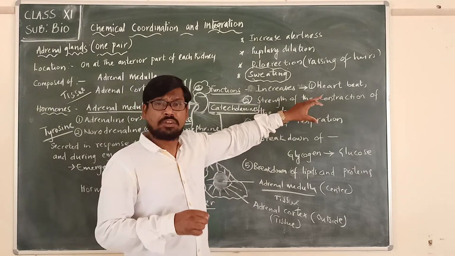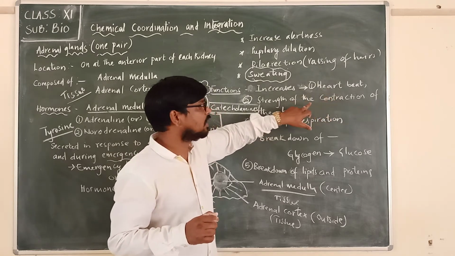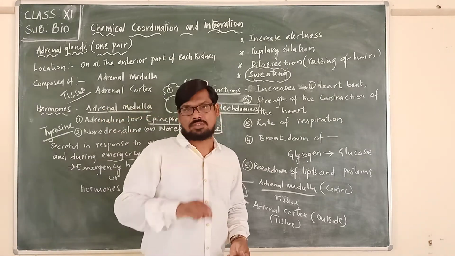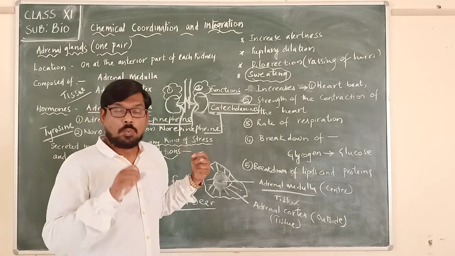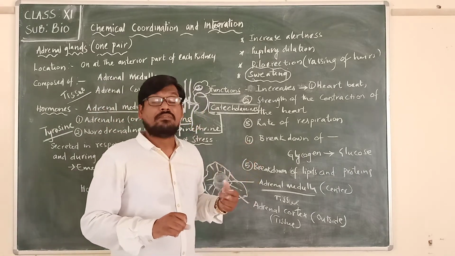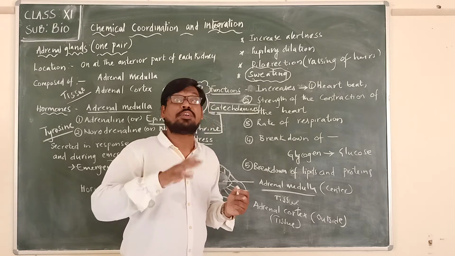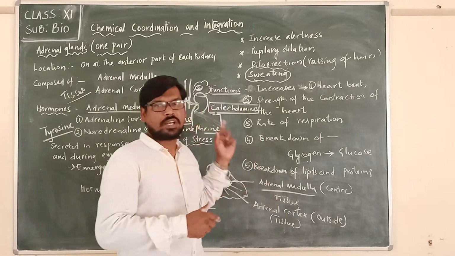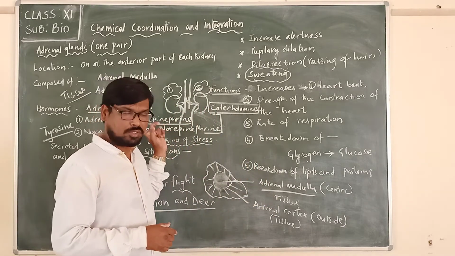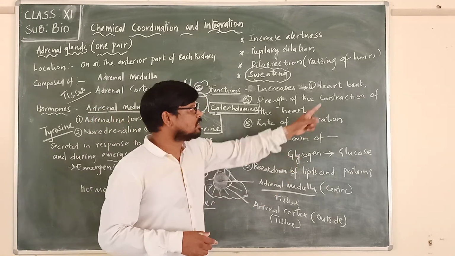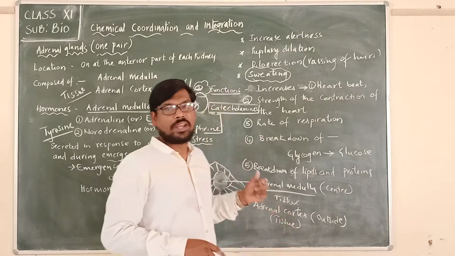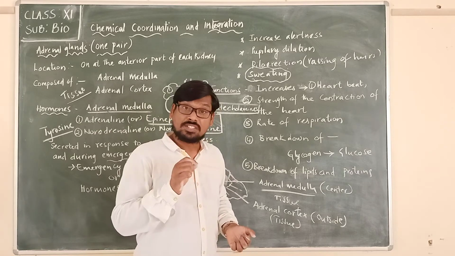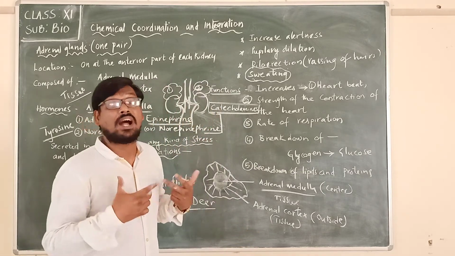Because of this crucial role of increasing the heartbeat and strengthening the contraction of the heart, these two hormones are called emergency drugs. Why are they called emergency drugs? Because when a person is suffering with a slow heartbeat or during a heart attack, these hormones are administered so that they will increase the heartbeat. So in medical terms, these two hormones are also called emergency drugs in treating patients suffering from heart attack.